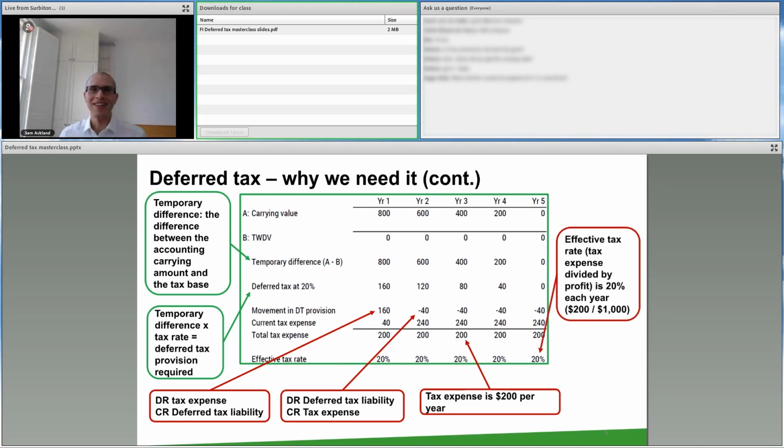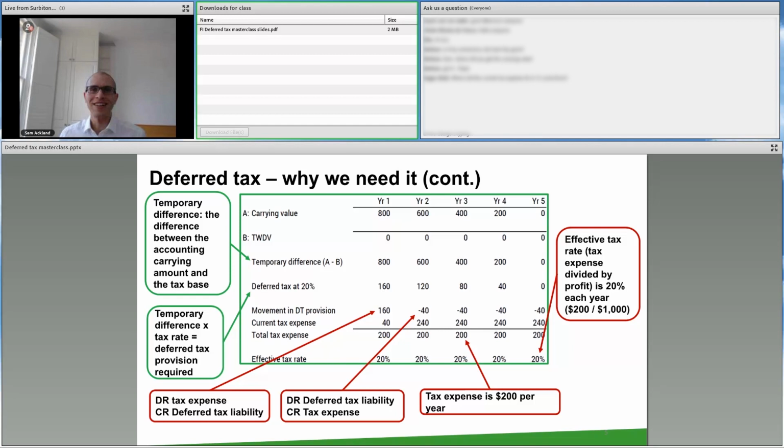Okay, so what have we done? We have solved our problem. We have matched our tax expense to our accounting profit. Notice we have now 1,000 of tax expense in total, which is exactly what we had before, but we've now spread it evenly over the 5 years, such that we have a tax expense of 200 every year that matches our accounting profit. Our accounting profit we made up, I think, was a figure of 1,000, and we get to what's known as our effective tax rate of 20%, so 200 tax expense every year.